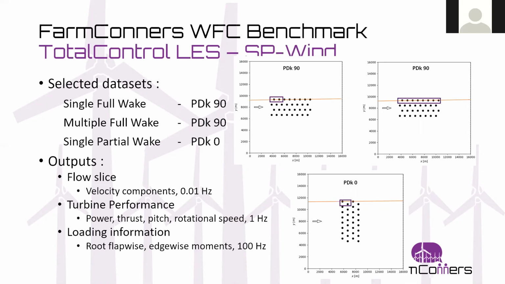The outputs present in all of these databases comprise a flow slice in the x-axis direction, which has a velocity time series of all the velocity components at 10-second intervals. We also have turbine performance data for the highlighted turbines, which comprises the power, thrust, pitch, and rotation speed at a much faster 1-second interval. Loading information for the turbines is also available, such as the root flap-wise and edge-wise moments, at an even faster 100 Hz resolution. It must be noted that additional data is also available at faster rates, including the whole velocity field, in KU Leuven internal archives, and this data would be available upon request.